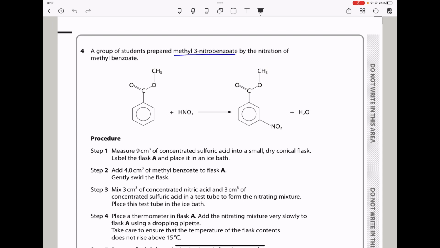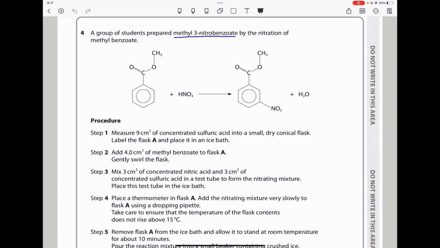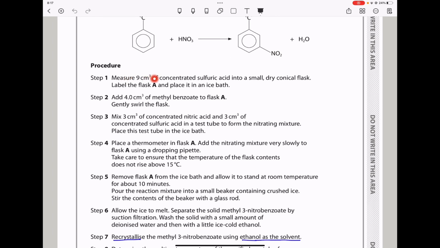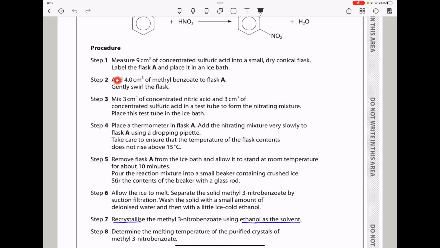In question 4, a group of students prepared methyl 3-nitrobenzoate by the nitration of methyl benzoate. We can see the reaction taking place. The procedure is: step 1, measure 9 centimeters cubed of concentrated sulfuric acid into a small dry conical flask. Label flask A and place it in an ice water bath. Add 4 centimeters cubed of methyl benzoate to flask A and then gently swirl.